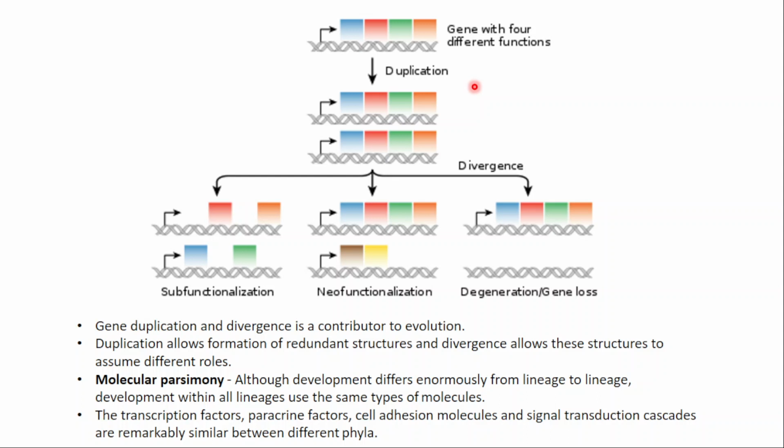The transcription factors, paracrine factors, cell adhesion molecules, signal transduction cascades are remarkably similar between different phyla. So this is an example of molecular parsimony in which we have the same set of transcription factors, paracrine factors, and different other proteins, which are the minimum requirement of a toolkit that is necessary for development of an organism.